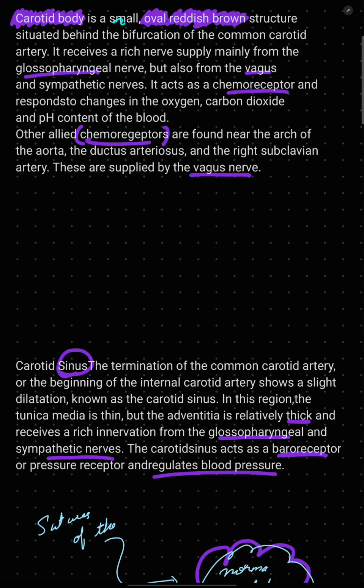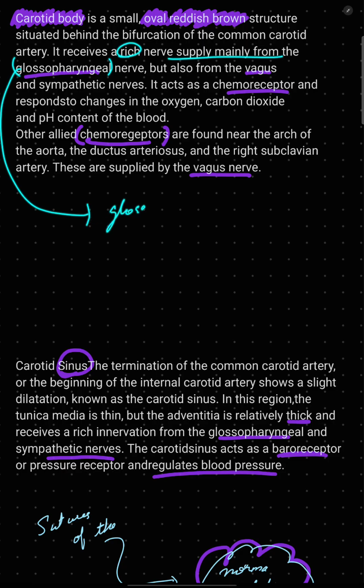The carotid body is a small, oval, reddish brown structure. So this basically helps you visualize how the structure is. It is situated behind the bifurcation of the common carotid artery. Situated behind the common carotid, it receives rich nerve supply mainly from the glossopharyngeal nerve.